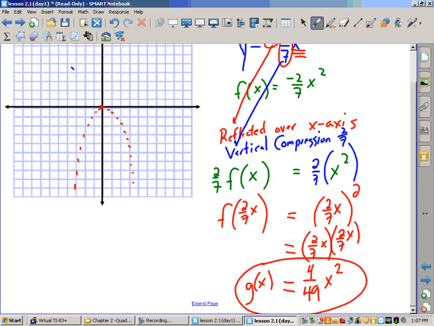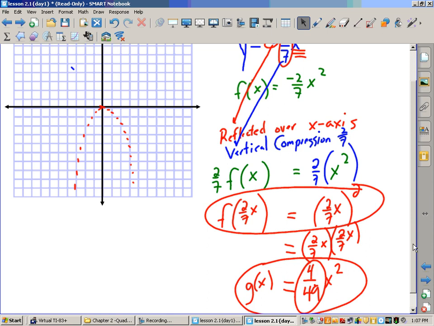Now here, put your thinking caps on and verbally listen to this. This function right here and the two functions I circled have the exact same graphs. You type them in the graphing calculator, you'd get the same thing. However, this is how you say this one. This is vertically compressed by a factor of 4/49. This is horizontally stretched, vertically compressed.